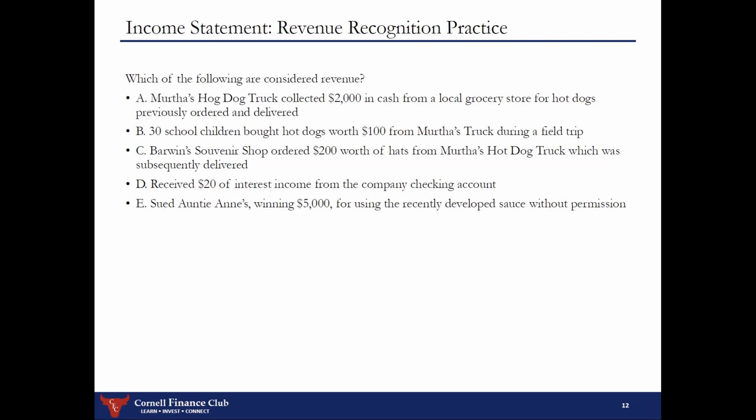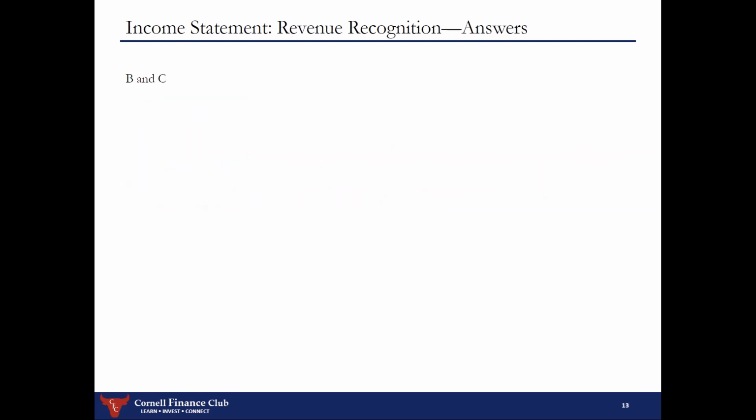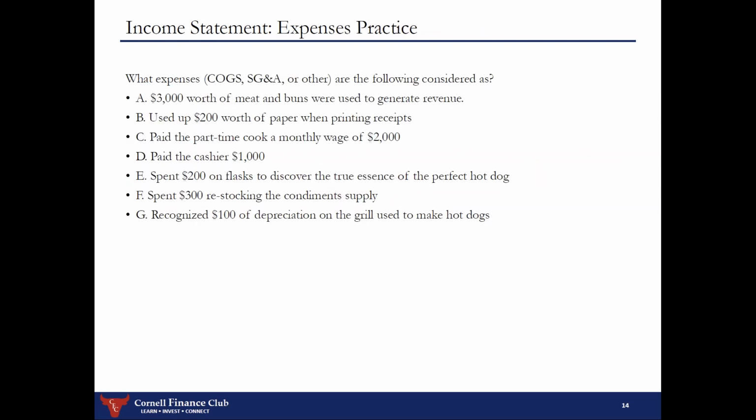D, received $20 of interest income from the company checking account. This is not revenue because it's interest income. And then E, sued Auntie Anne's, winning $5,000 for using the recently developed sauce without permission. So this is not revenue. This is not related to their core operations, but it does represent them getting $5,000 in cash. And yep, B and C.